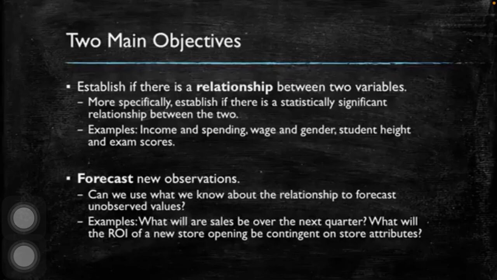So here we use the simple regression model. The linear regression model is basically used to establish the relationship between two variables. More specifically, I can say it establishes if there is a statistically significant relationship between two variables. An example is income and spending.